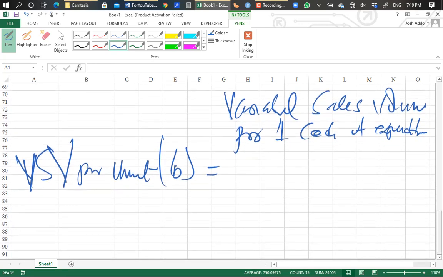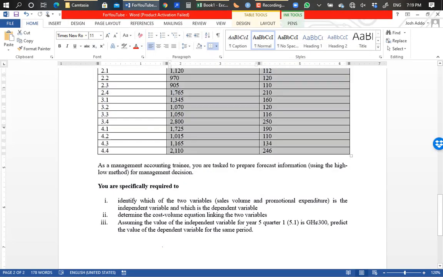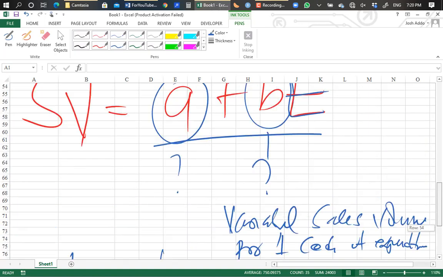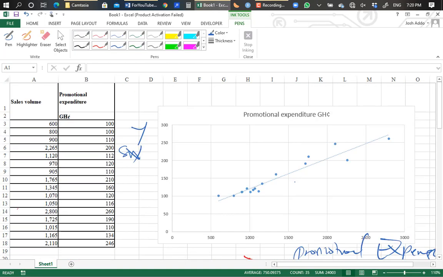I want us to take some lessons from the graph that we have drawn. I think it's also on the Excel. So let me go back. Okay, so you saw this, and we said the dependent variable is on the y-axis, the independent variable is on the x-axis. So this is sales volume, in other words, total sales volume, and this is total promotional expenditure.